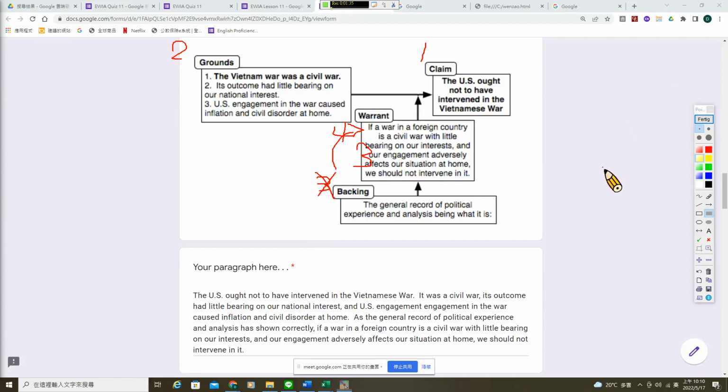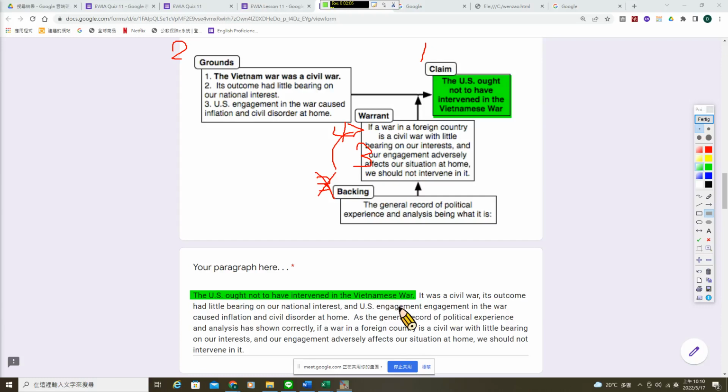Okay, I will continue. Let's continue to talk about the structure here. We have a claim, grounds, backing, and warrant. First one, claim: the U.S. ought not to have intervened in the Vietnamese War. So basically, this is our topic sentence.